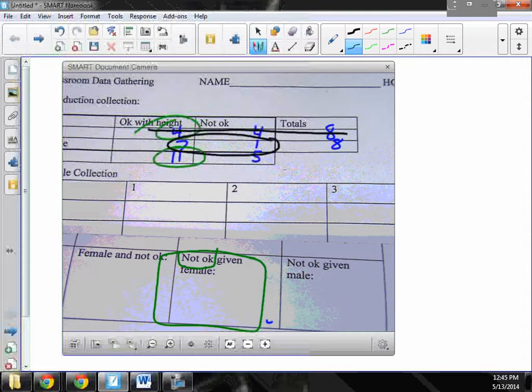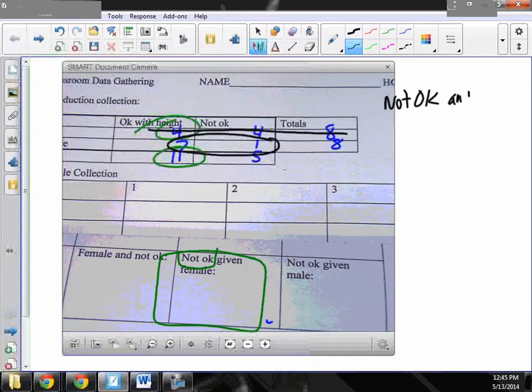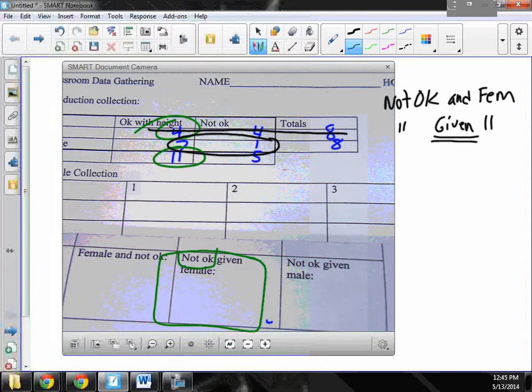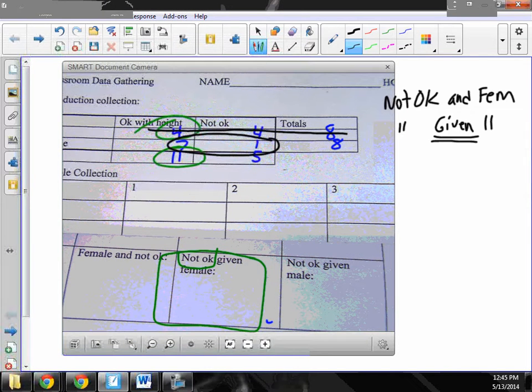So there's a difference between not okay and female and not okay given female. Not okay and female means you find the intersection, that one box, and then you divide it by the total. But if there's the word given, it's called a conditional situation, where your answer depends on a particular condition, the condition being female, which is quite the condition from what I hear. And there's no cure.